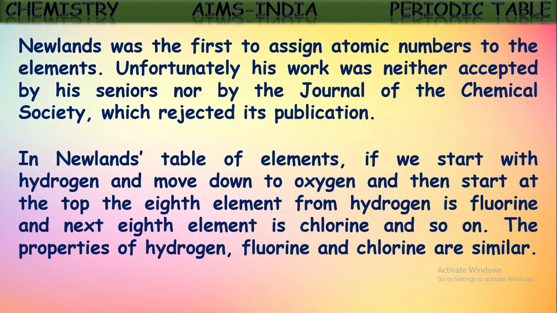Newlands table of elements. If we start with hydrogen and move down to oxygen and then start at the top, the eighth element from hydrogen is fluorine and the next eighth element is chlorine and so on. The properties of hydrogen and chlorine are similar. Till here it is okay. It is accepted. So he arranged hydrogen first and down to that fluorine and next chlorine. In this way, he arranged elements in one column which, as he assumed, have similar chemical properties.